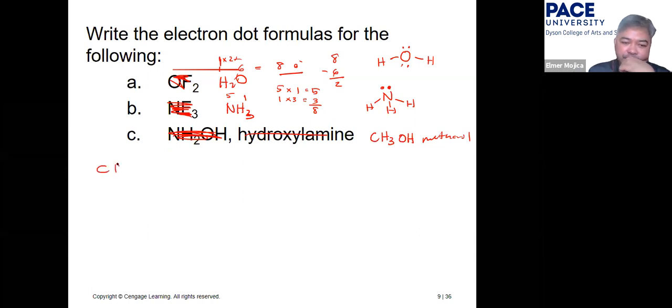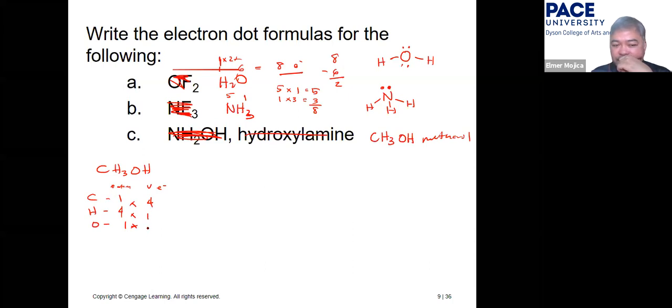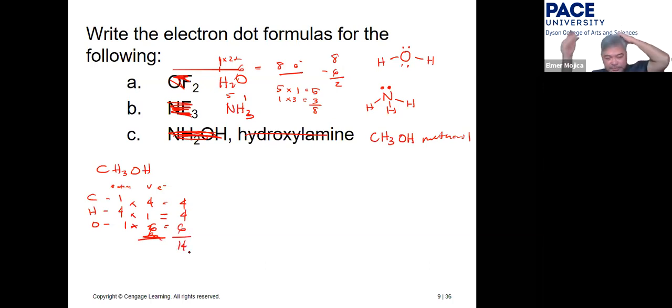So what are we going to do? CH3OH. So you have 1 carbon, hydrogen is 4, and then oxygen is 1, and then you multiply them. So this is the number of atoms, and then you multiply them with the valence electrons that they have. So 4 for carbon, 1 for hydrogen, 6 for oxygen. So this is 4, this is 4, this is 6. So there's 14 electrons that you need to account for. So how do we do that? So maybe we put it like that.